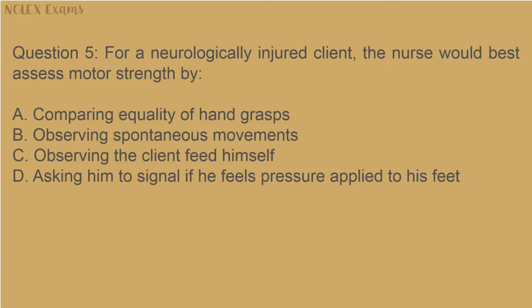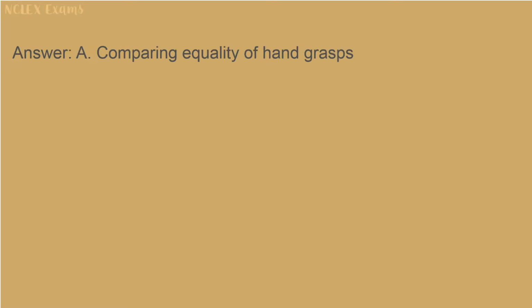Question 5. For a neurologically injured client, the nurse would best assess motor strength by: A. comparing equality of hand grasps. B. observing spontaneous movements. C. observing the client feed himself. D. asking him to signal if he feels pressure applied to his feet. Answer: A. comparing equality of hand grasps.